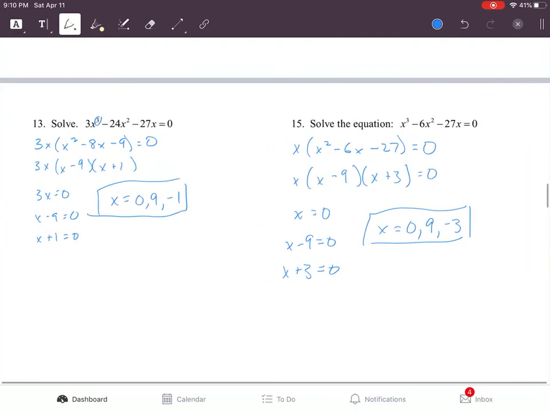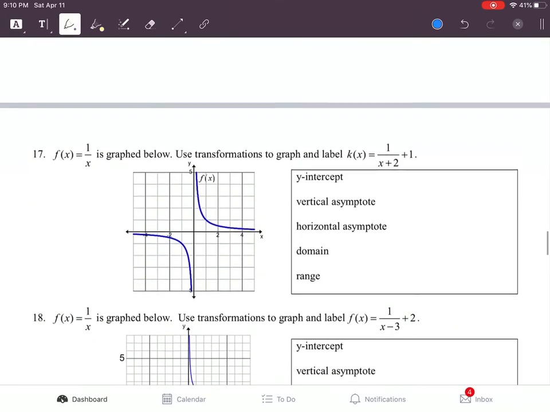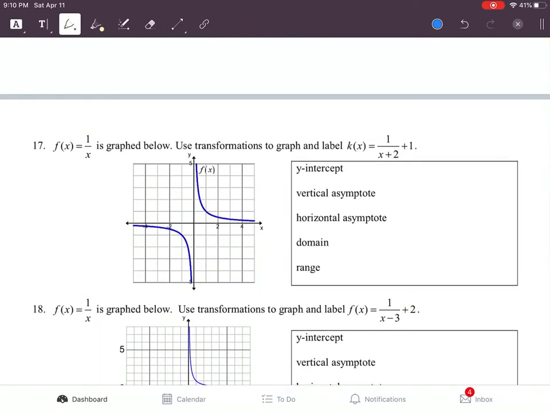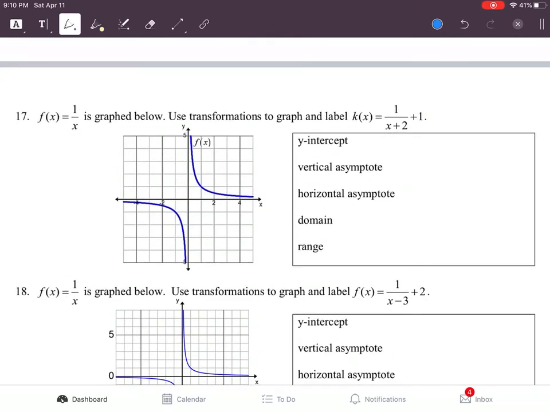Okay. All right, moving right along, we have some graphs. Okay, so we want to know, how did the transformations affect our graph? Okay, so let's do the graph first, and then we'll get into the descriptions on the right-hand side of the box. So you're given the graph of y equals 1 over x.